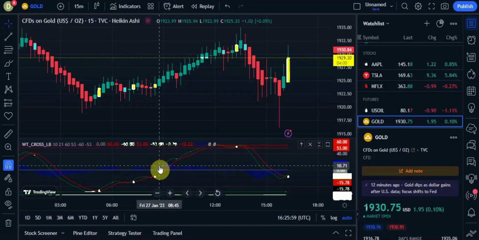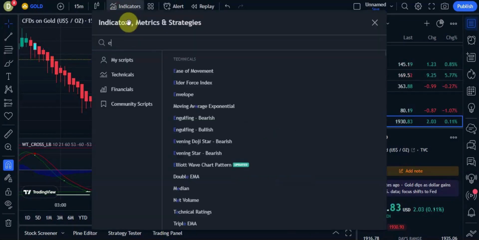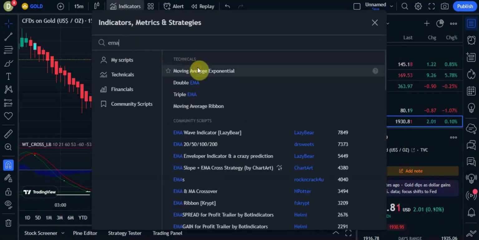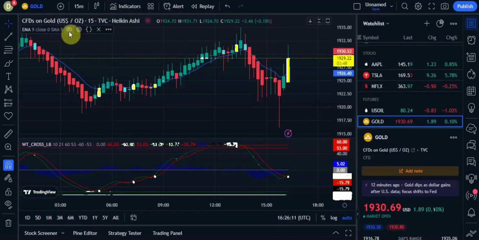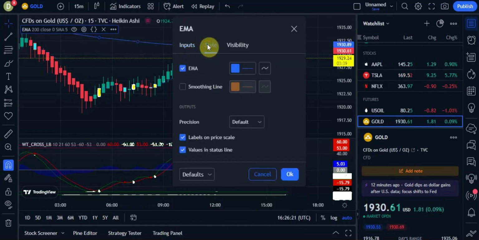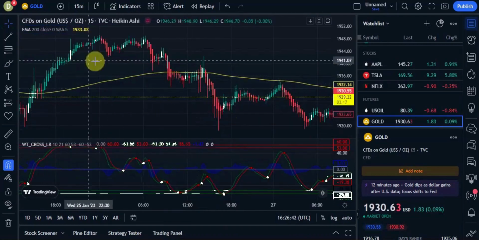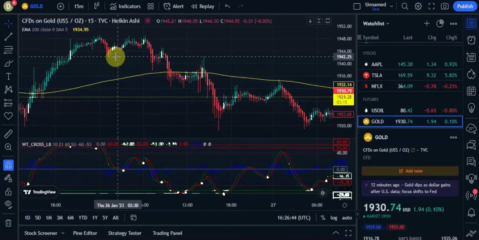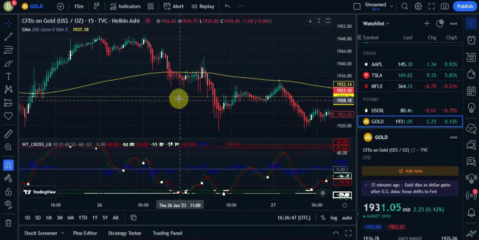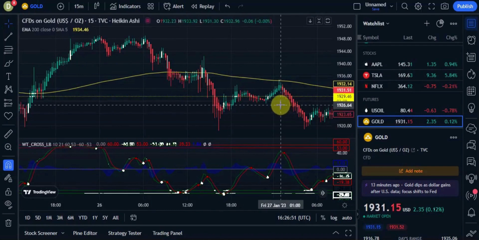The second indicator that we'll use to filter out some of these signals will be the exponential moving average. Let's type in EMA. Here we go. Then let's go to settings and inputs, and we'll change the length to 200. And then we'll go to style and change the color to yellow. When the market is above the EMA line, we know we're in an uptrend and we can enter into buy positions. If the market is below the EMA line, then that means we're in a downtrend and we can take up selling positions.